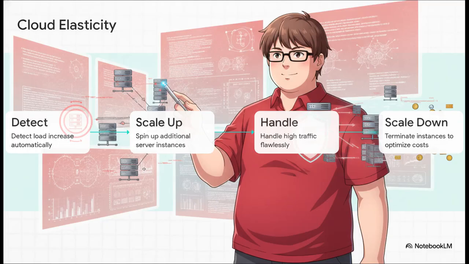Watch the navigator here as he maps out the dynamic resource allocation of modern platforms like AWS and Azure. This, my friends, is cloud elasticity in action. We are applying Principle 15 by abandoning static servers entirely. When an e-commerce site gets a sudden surge of traffic, the system detects that load increase automatically. It instantly spins up additional server instances. It handles the high traffic flawlessly, without breaking a sweat.